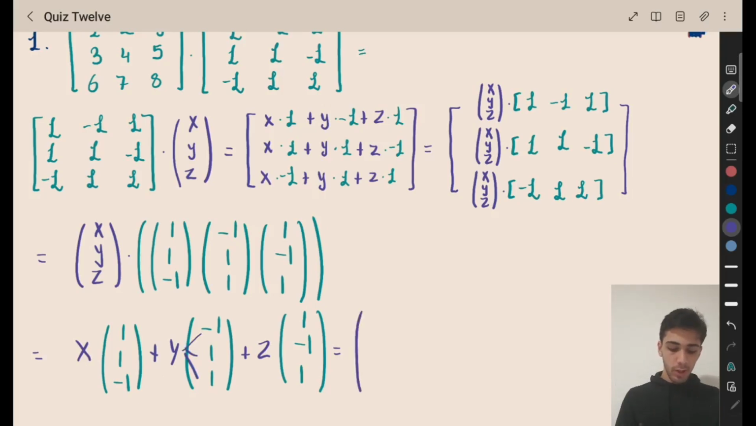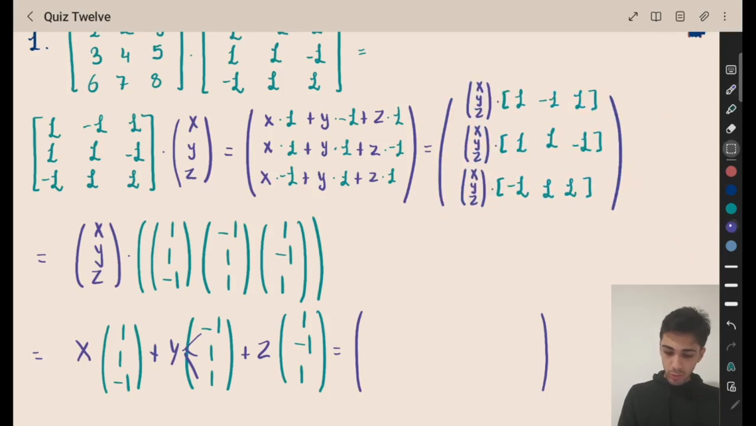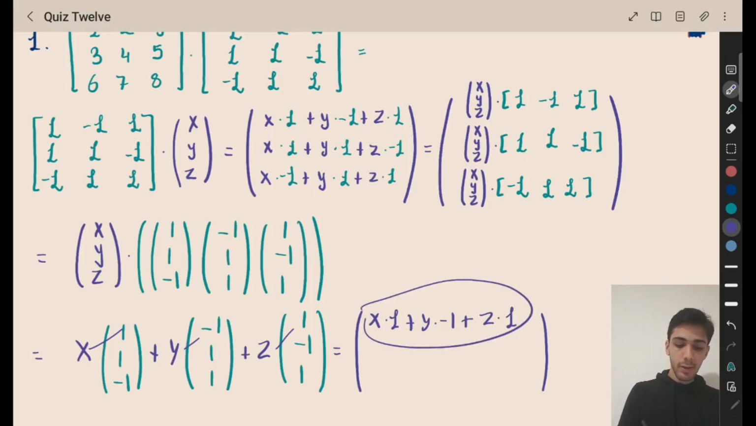So if I do this in one big vector, so perhaps this is a vector. I shouldn't write it with these brackets, because these usually signify matrices, and this is a vector. So this looks weird, but it's a vector. And here's what's going to happen. I multiply x by 1, and then I add y times minus 1, and then z times 1. Does this look familiar? Yes, I hope it does, because this is precisely that.